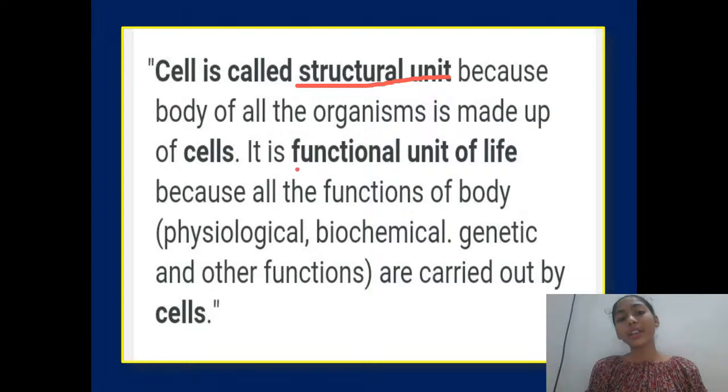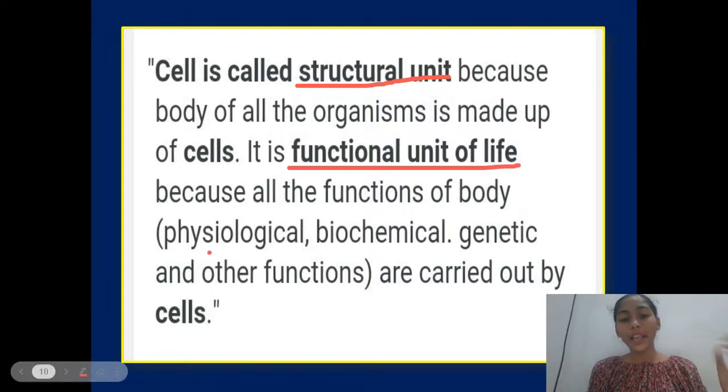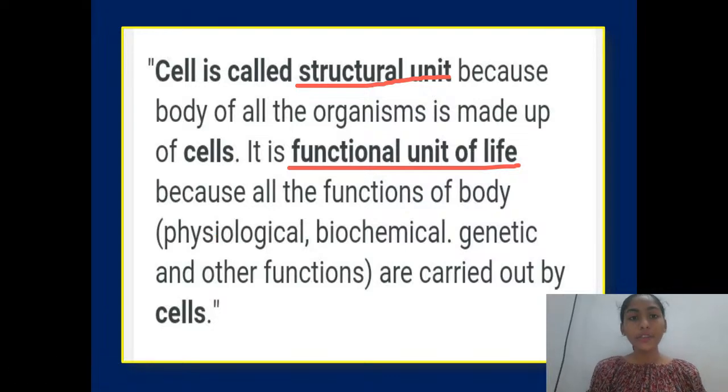It is also called the functional unit of life because all these physiological, biochemical, genetic, and all functions are carried out by cells. So cell is the basic structure of a living organism because even genetics, for example DNA, RNA, everything is related to the cell. You will learn about this later on in the chapter.